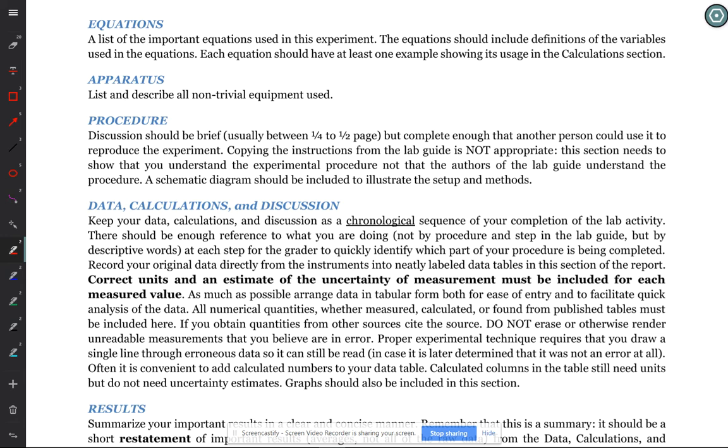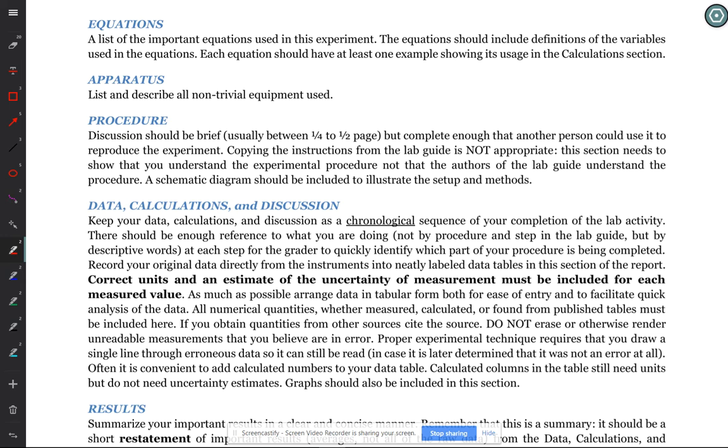Okay, then comes the data, calculations and discussion section. This is the section where you actually start doing the experiment, and this should be a running dialogue of you going through the experiment. It's not just your data. When something goes wrong, you should write it down. When you're doing something, you should write down, now I'm doing this, right? So somebody can read through and follow what you were doing through the lab period.